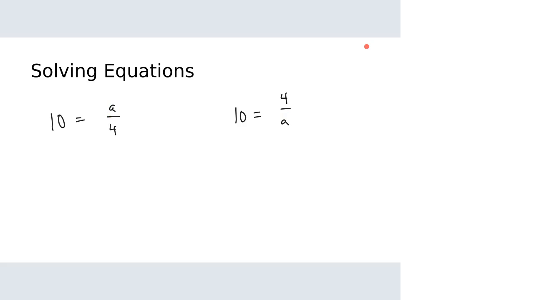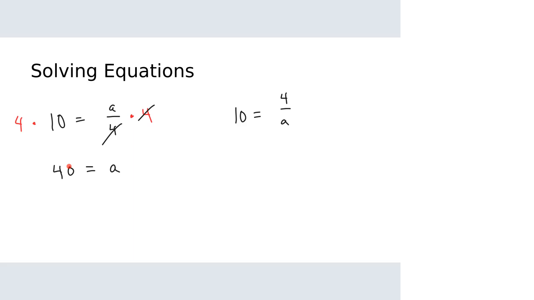The one on the left says a divided by 4. So to get that a by itself, to solve for a, I need to make division go away. So I'm going to multiply by 4. If I multiply by 4 on the right, I also need to multiply by 4 on the left. On the right-hand side, those 4s cancel, leaving just the a. And on the left-hand side, I have 4 times 10, which is 40. Simple, done, that's it. All I had to do was multiply by 4, and I got my answer.